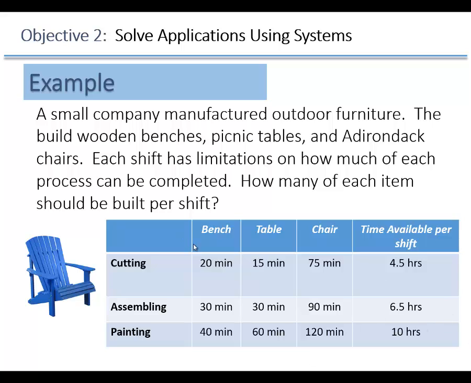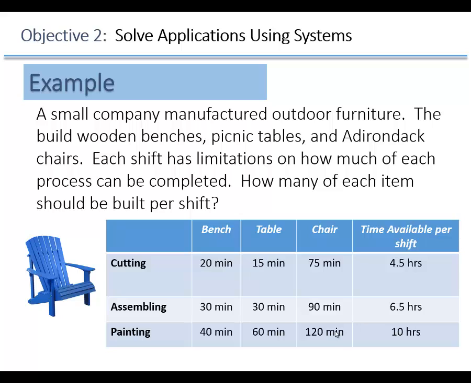For each bench, it takes 20 minutes to cut out all the necessary pieces. It takes 30 minutes to assemble it, and then 40 minutes to do a thorough job of painting it. The tables take 15 minutes to cut out, 30 minutes to assemble, and a little bit longer to get them all painted. The chairs, though, take a long time to cut out. A lot of curvy pieces there. 75 minutes, 90 minutes to put one of those together, and 120 minutes to get it all painted up.